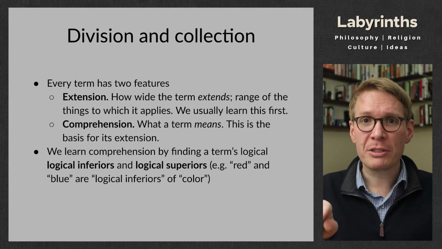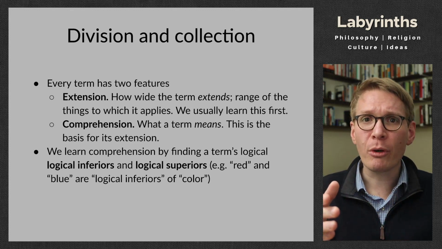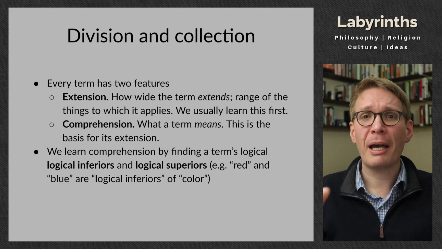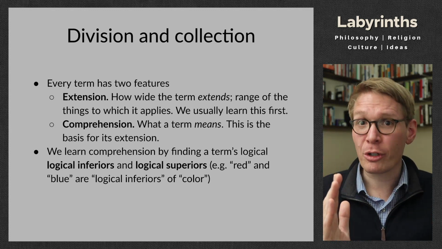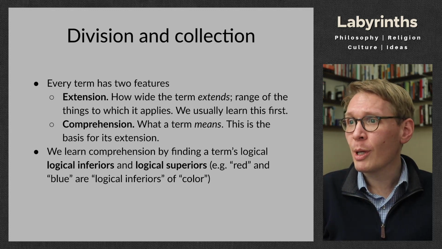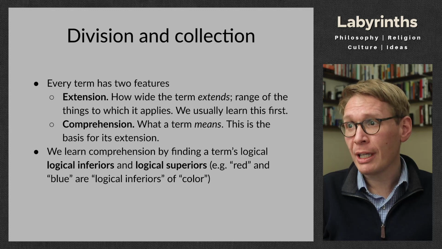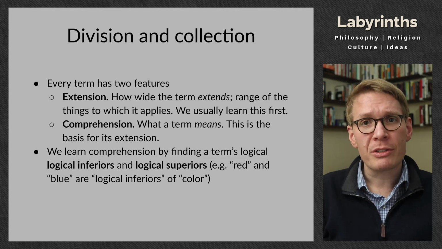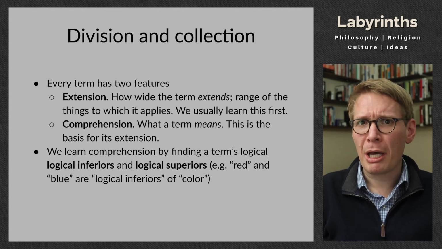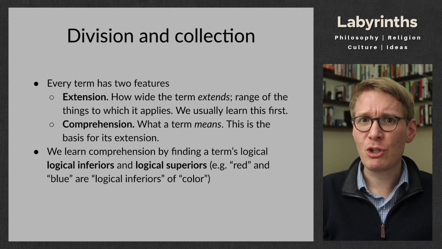And over time, I'm able to see, okay, there's 8 kinds of apples at the grocery store. Those are apples, but these are pears, right? So I have a sense of the extension of the term apple in that context. Comprehension is what a term means, right? And this is the basis for how we draw its limits or its extension. So I know that an apple is red or green and has a certain kind of shape, right?